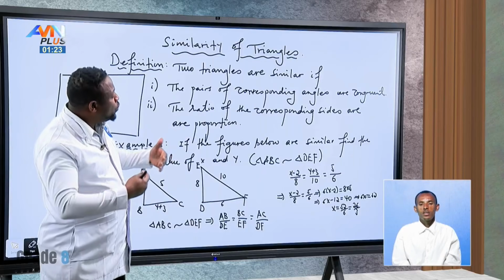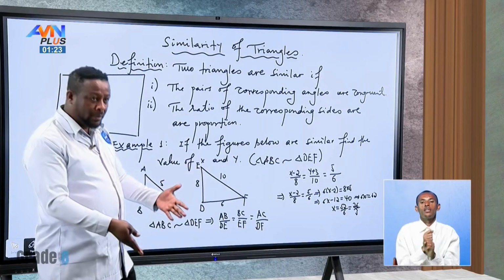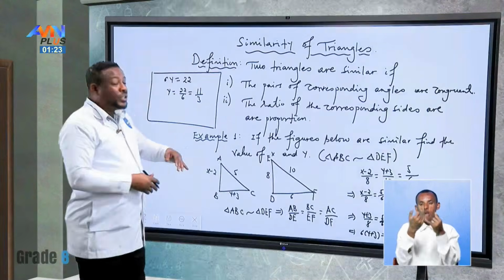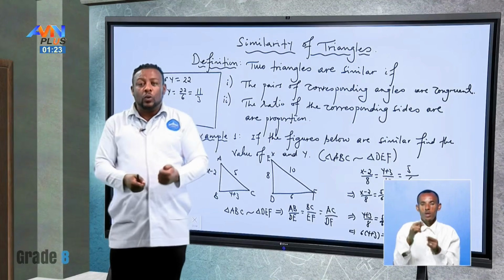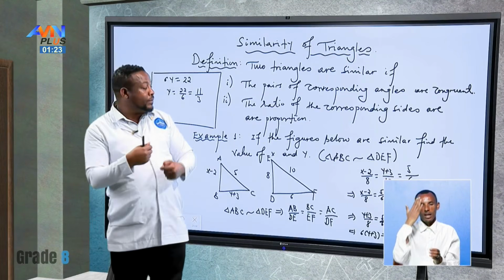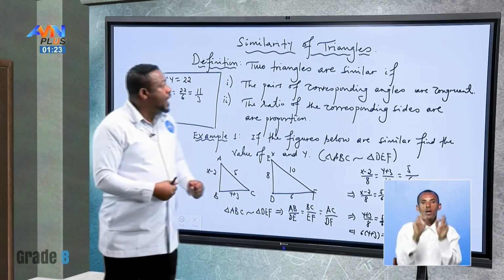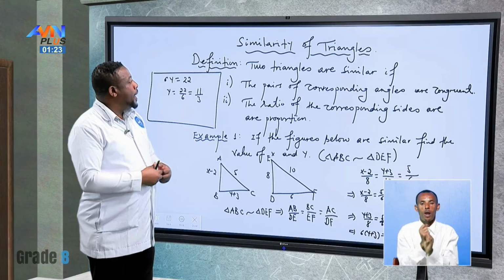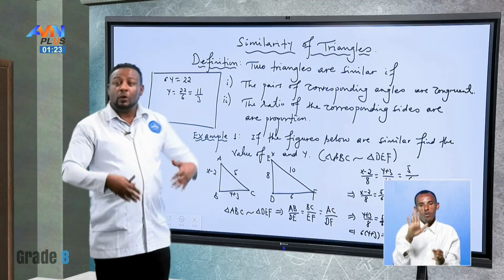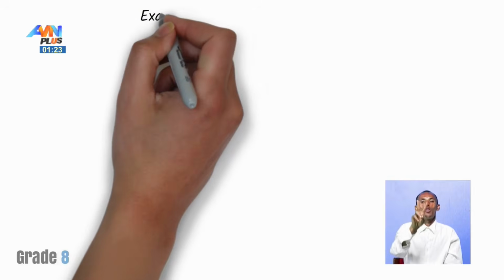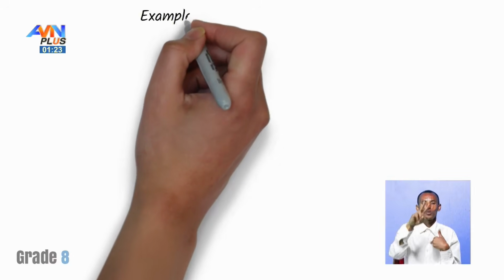So to find the second variable, you can equate the second and the third term, right? This way, you can calculate the unknown values of x and y, okay? So this is how you can calculate the unknown sides. Now let's see some other example regarding similarity of triangles. In example 2, we have two similar triangles.